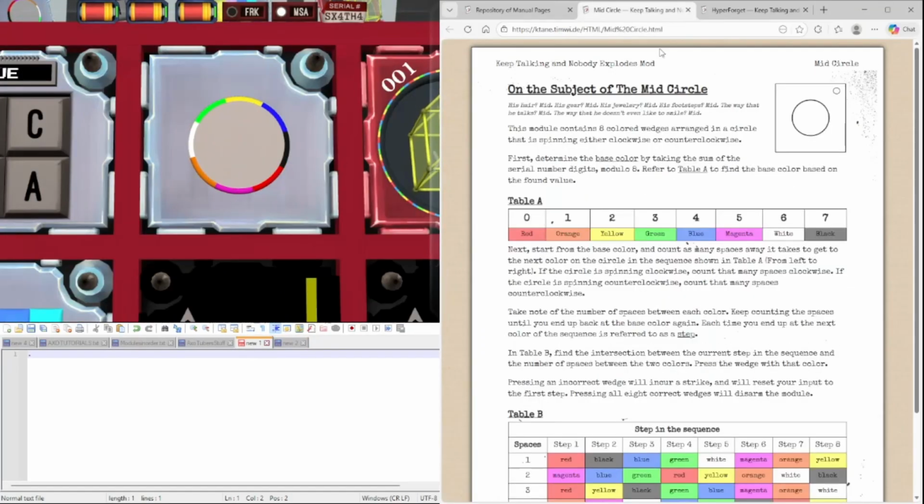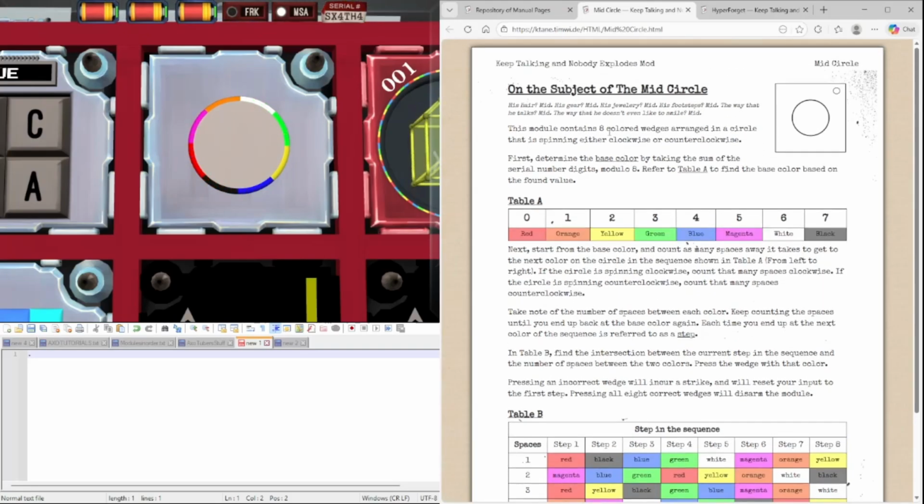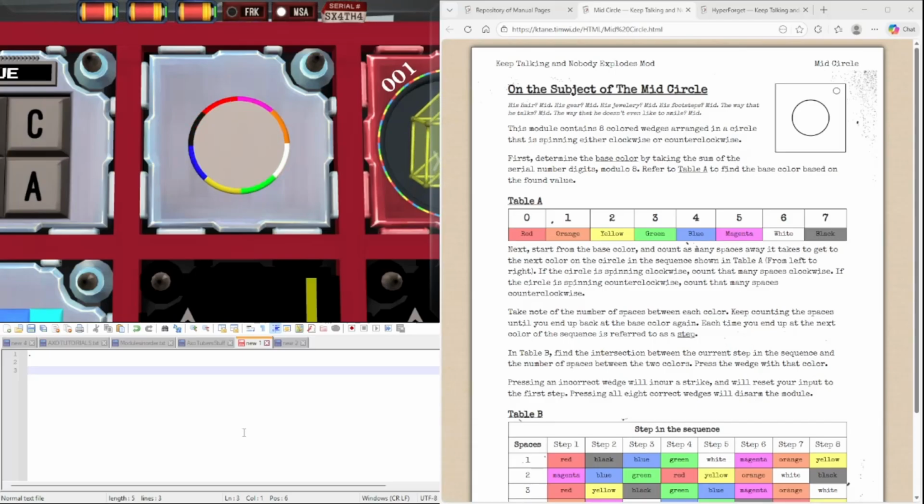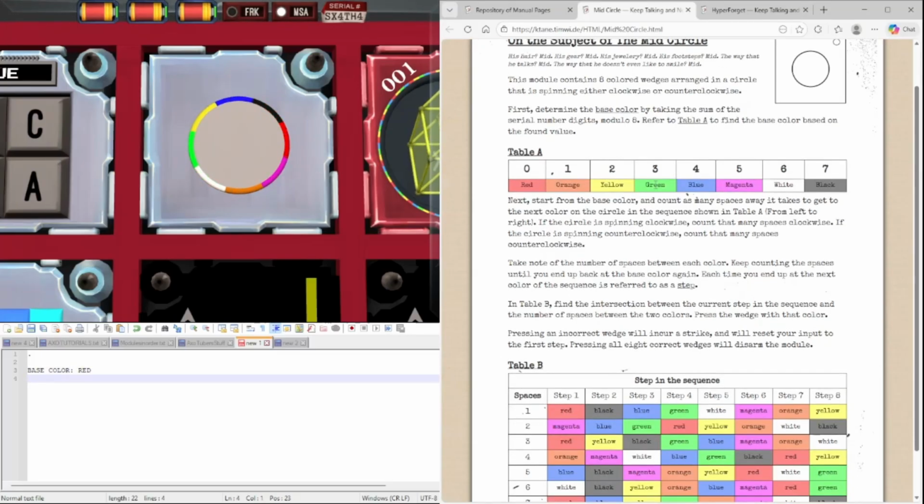Mid circle. So we've already done big circle, we've done small circle, so now it's time to do the in-between one. Taking the sum of the serial number digits. Now the base color by taking the sum of the serial number digits. 4 plus 4 is 8, modulo 8 is 0. So base color red.